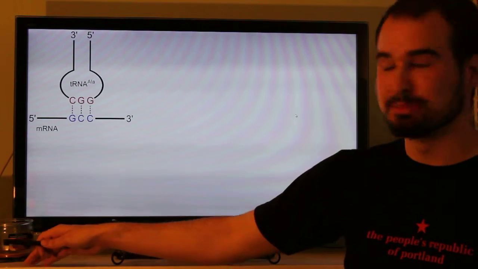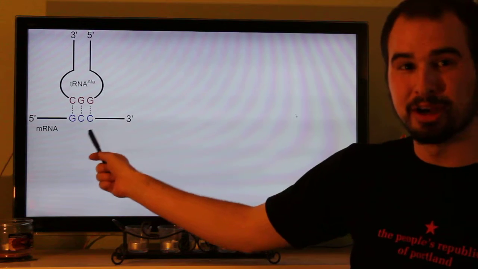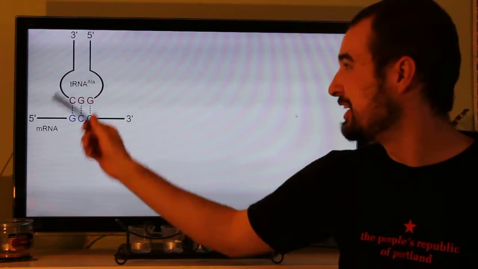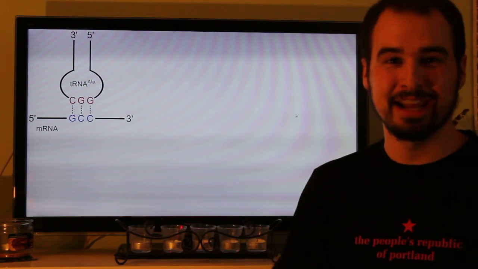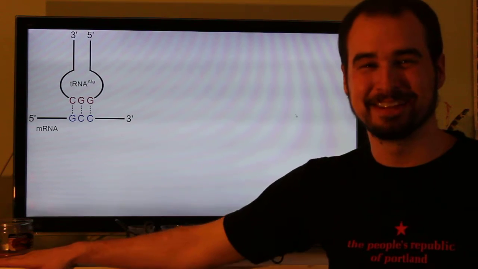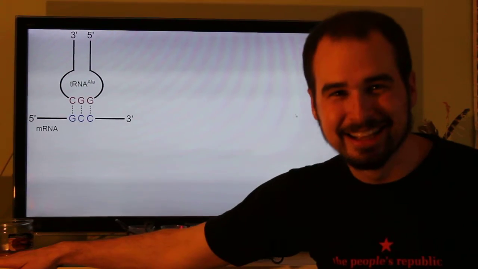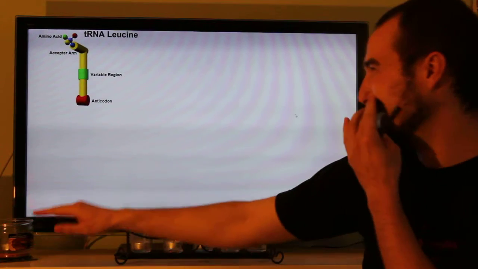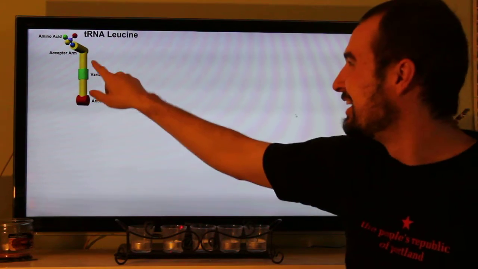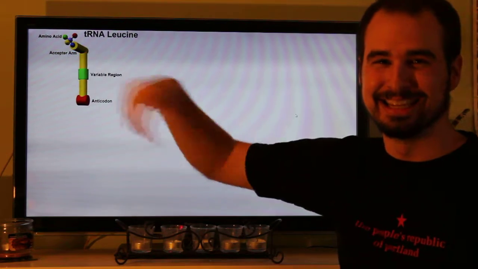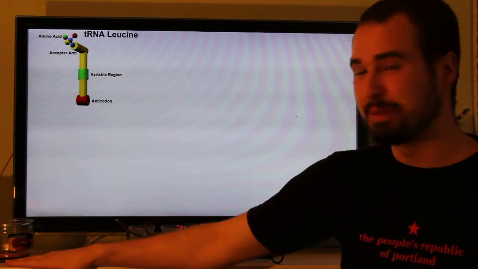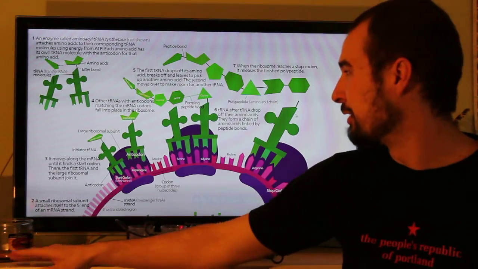The way it does this is by matching up these 3-letter codons with an anticodon on a very important piece of tRNA. tRNA is a structure which connects an anticodon to an amino acid. The amino acids will then turn into a polypeptide bond.